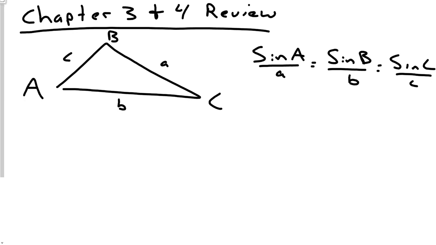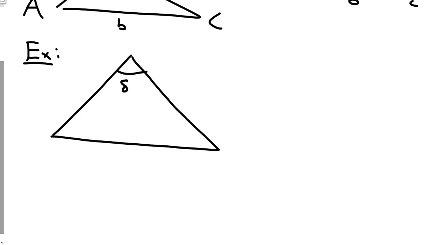So for example, let's do one down here. Let's say this is 80 degrees. This is 45. We'll call this A, and this C. Let's say we know that this side is 12, and we want to know what little a is.